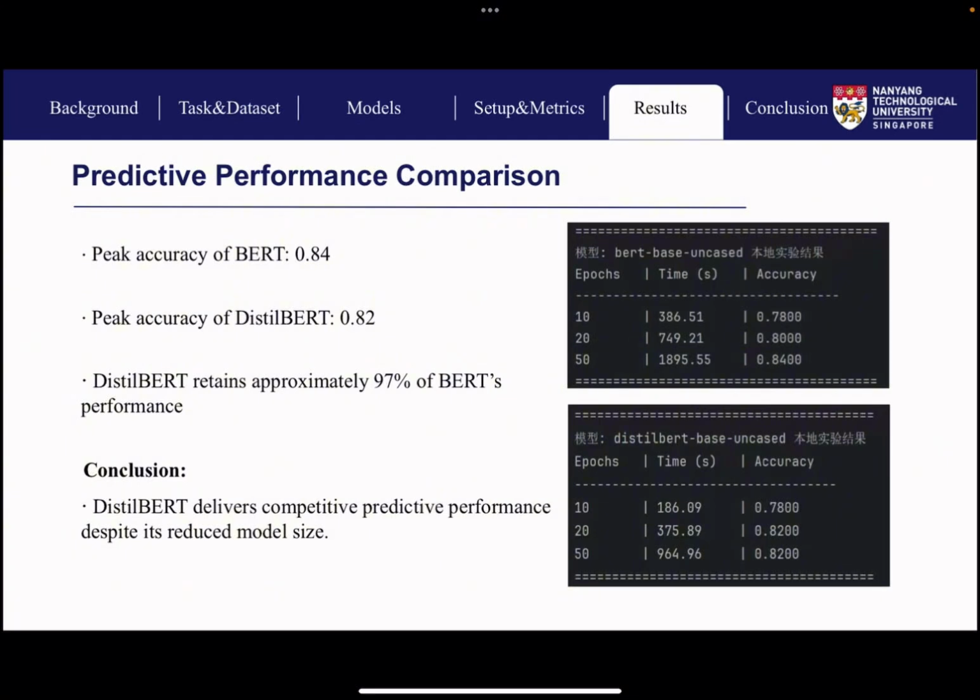Think about the trade-off for a moment. We remove 40% of the model's complexity and parameters, yet we only lose 3% of the accuracy. For most practical applications, unless you are in a scenario where 0.1% accuracy is mission critical, this trade-off is incredibly favorable. You get a model that is almost as smart, but significantly lighter and easier to handle.